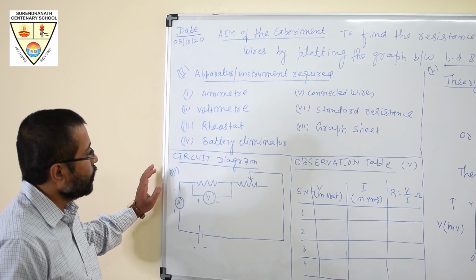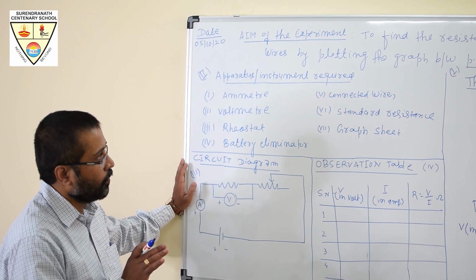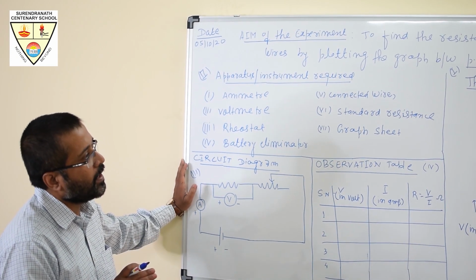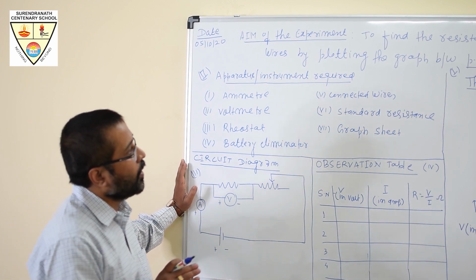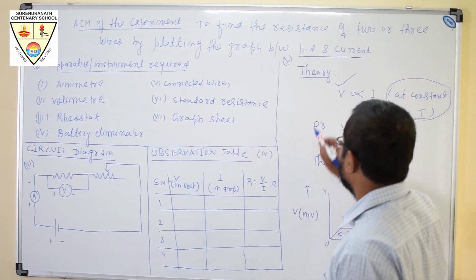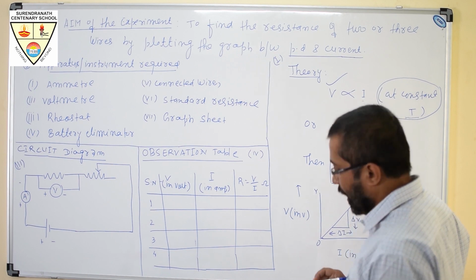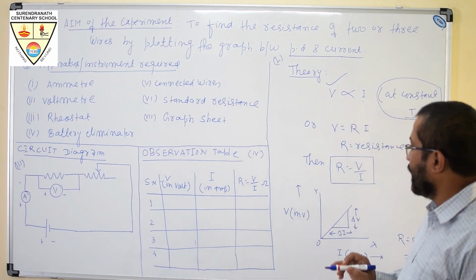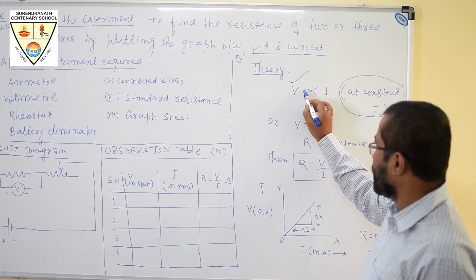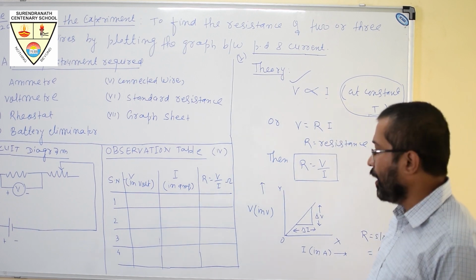So students, today we are going to start our first practical for board examination purpose, and the practical is to find the resistance of two or three wires by plotting the graph between potential difference and current. First, learn its theory. As you know, for a conductor, the voltage across its length is directly proportional to the current passing through it at constant temperature.